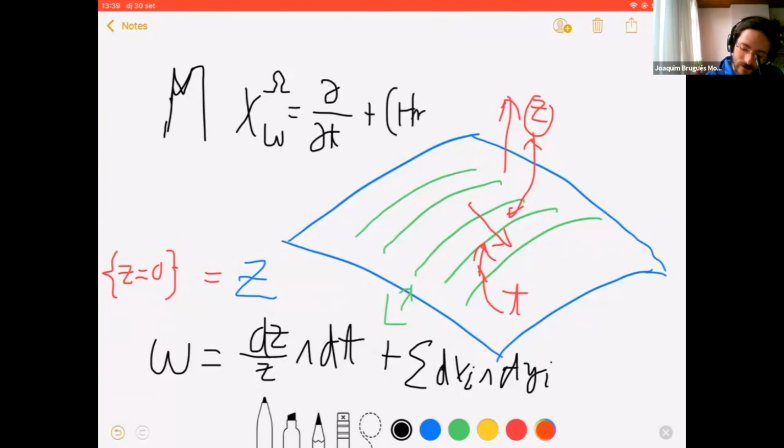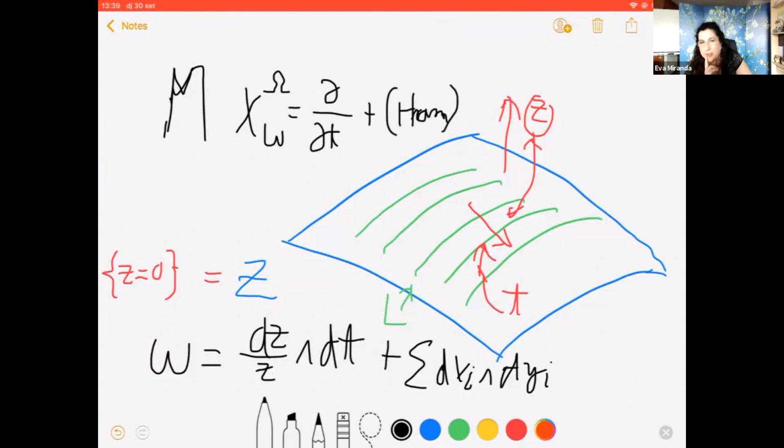But the interesting thing here is the freedom of the Hamiltonian vector field. Remember that this is measured by this computation that Joachim did. This depends on the volume form. If you change the volume form, you have this Hamiltonian term, which is given by the coefficient comparing two volume forms, by the quotient.